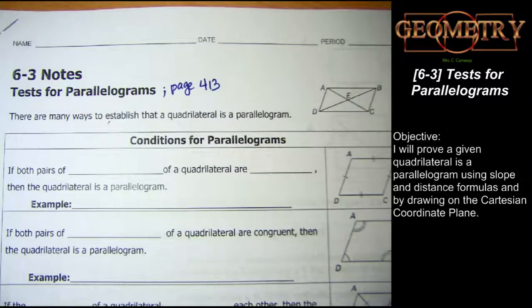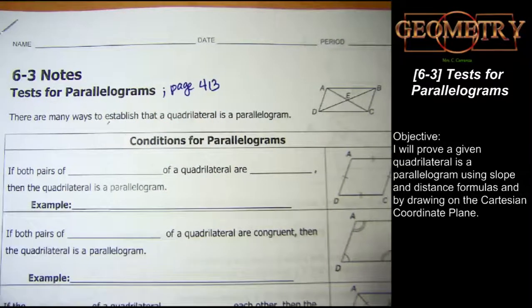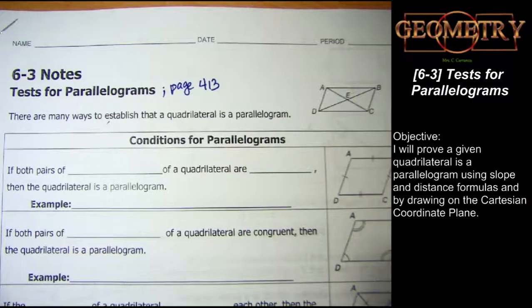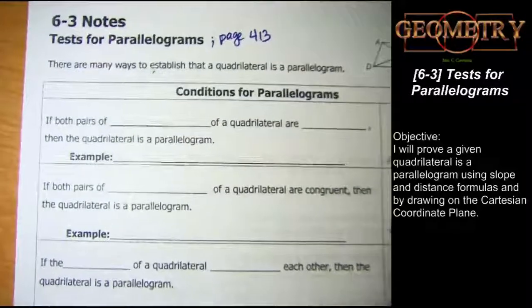Test for parallelograms. Basically, I'm going to hand you a four-sided thing, and I'm going to go, is it a parallelogram? And you're going to go, yes or no. And then I'm going to go, but why? And you're going to be like, bam, here's why. Okay? Let's get into it. If you like, in your textbook, this particular section starts on page 413 of our green geometry textbook, and you can use that if you would like to help you fill out the conditions.